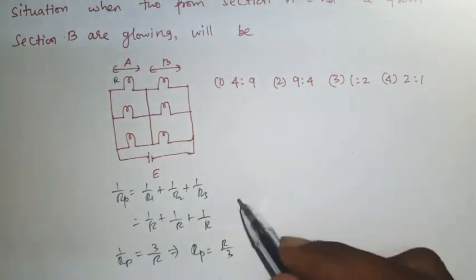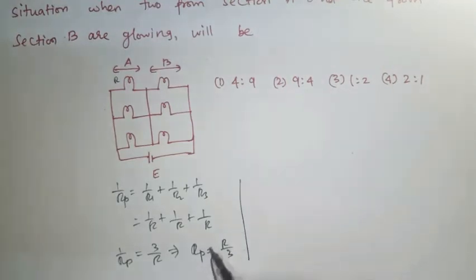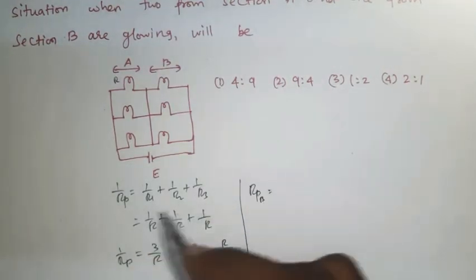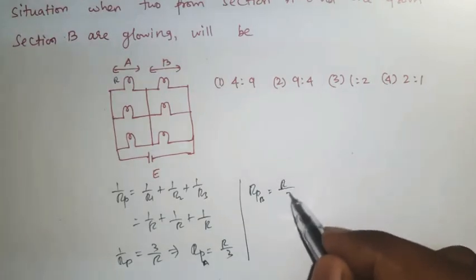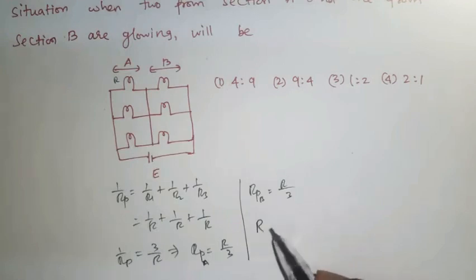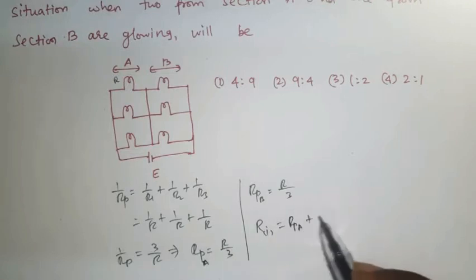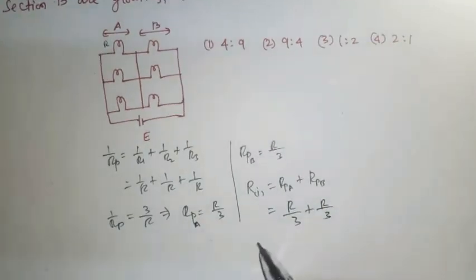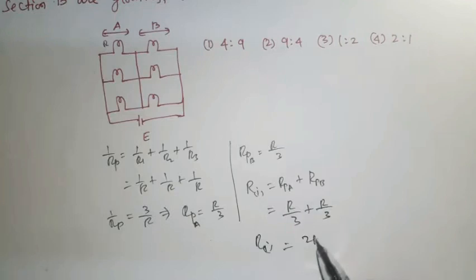For the second section, RPA and RPB, the same calculation gives R/3. RPA and RPB are connected in series. So the resultant resistance for the first situation is RPA + RPB. So RPA is R/3 plus R/3, and we get 2R/3 for the first situation.